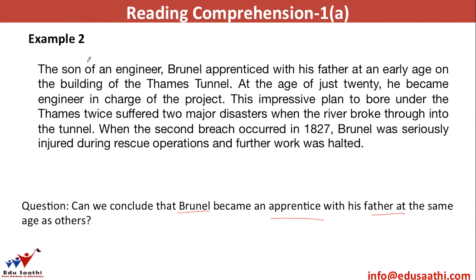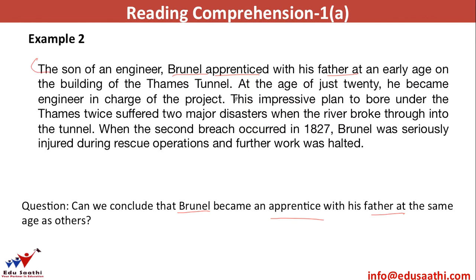I look for these three words in this entire passage. I move my eyes over this paragraph and I look for the words wherever they are written, right? Here it is: Brunel, apprenticed, father. So this line has the answer. The son of an engineer, Brunel apprenticed his father at the early age on the building of Thames Tunnel. At the age of just 20, he became engineer in charge of the project.